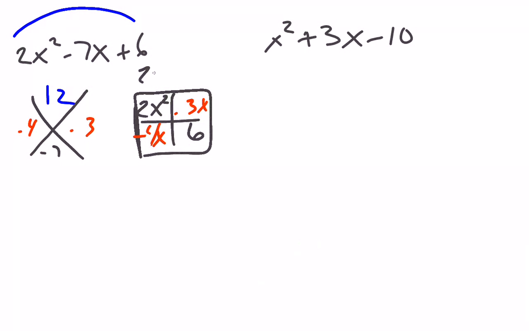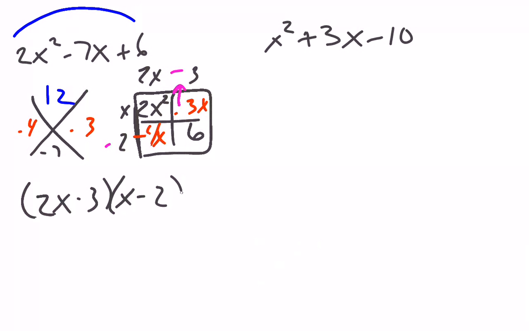So I get 2x and 3. Since this is a negative, I bring out that minus. x and 2. Since that's a negative, I bring out your minus. So I get 2x minus 3 times x minus 2.